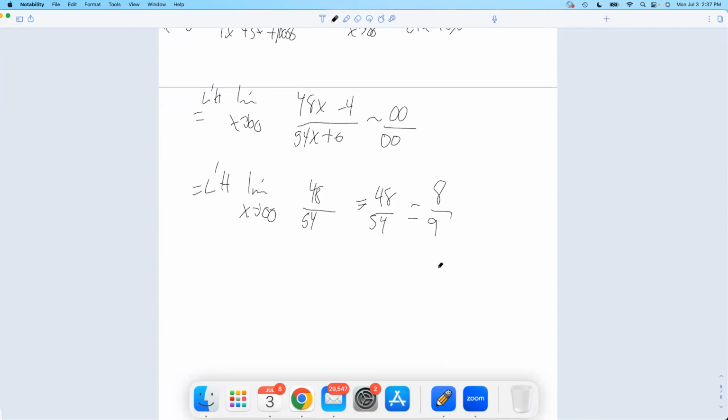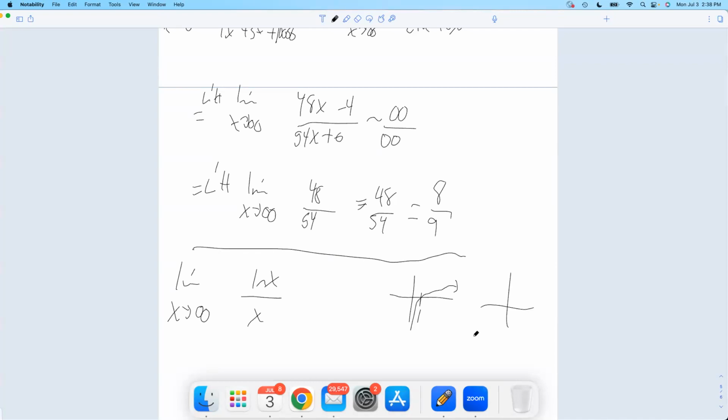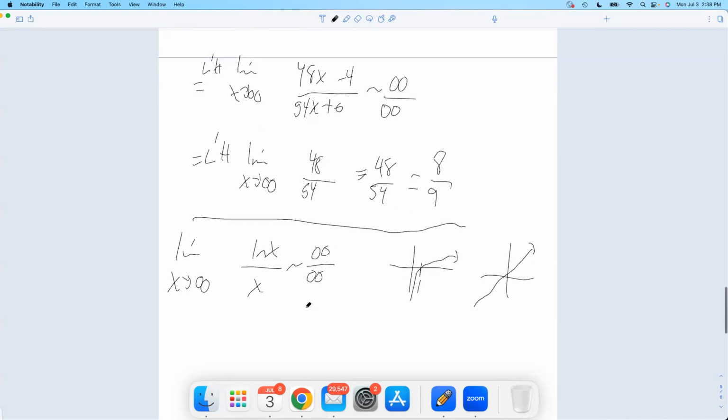Okay, let's do another. Let's do the limit as x approaches infinity of natural log of x over x. So let's check our type. What does natural log do as x goes to infinity? Its graph looks like this. It shoots up to infinity. And of course, y equals x, the bottom, shoots up to infinity. So this is an indeterminate form of type infinity over infinity. I'm allowed to try to use L'Hopital's.